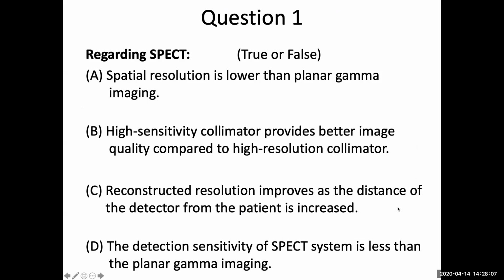Let's have a question now. True or false? Spatial resolution is lower than in planar gamma imaging. A high sensitivity collimator provides better image quality compared to a high resolution collimator. Reconstructed resolution improves as the distance of the detector from the patient is increased. The detection sensitivity of a SPECT system is less than planar gamma imaging.